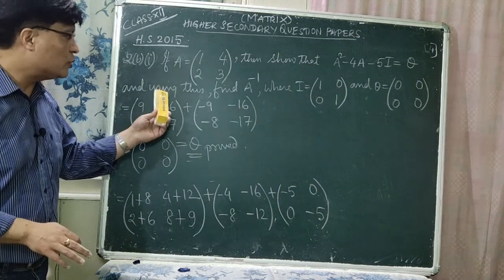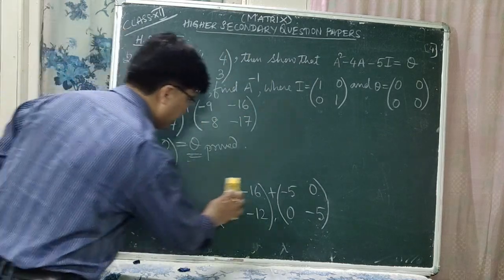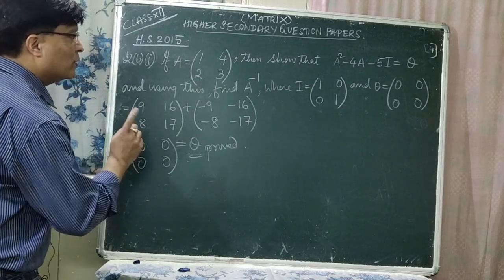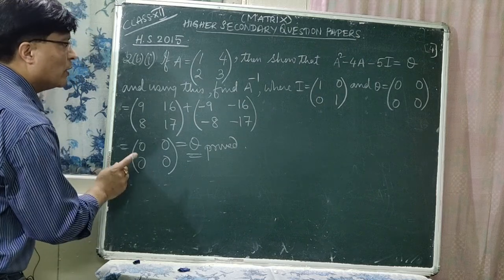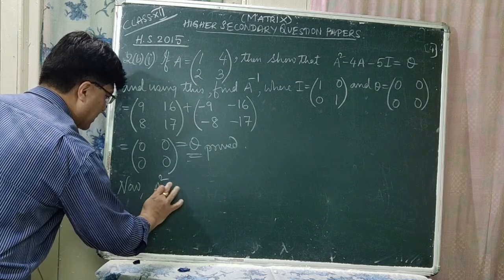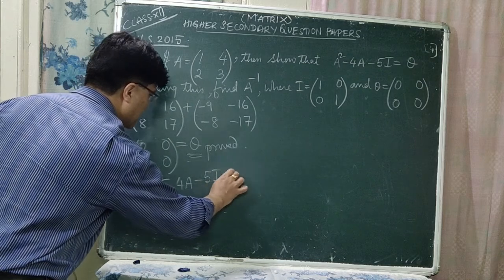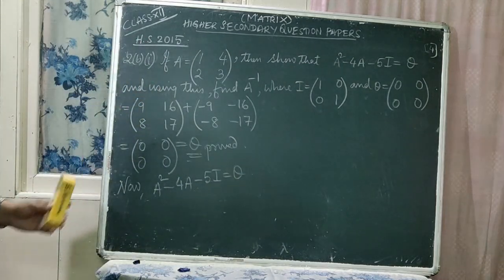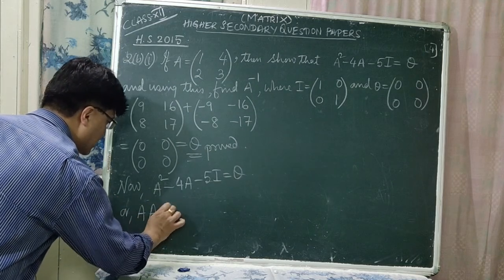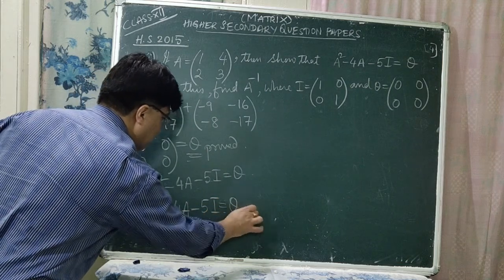So this is your first part. Now, using this relation, you have to find out A inverse. Write down the relation that we just proved. The relation we proved here is A square minus 4A minus 5I is equal to the null matrix, that is, it is given as theta. So what is A square here? A dot A minus 4A minus 5I is equal to theta.